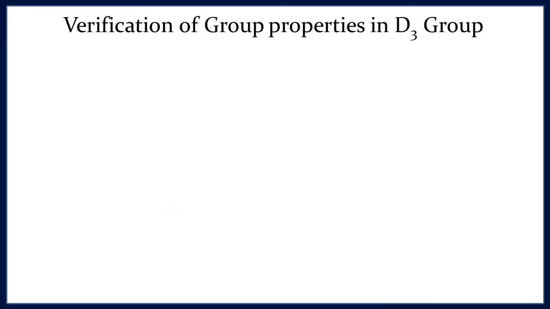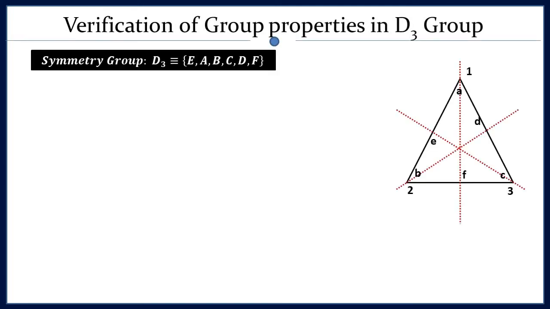Now let's see whether all the properties are satisfied or not. Then only we will call this D3 a group. First property is closure property. We have just seen the example. Product of B and A is equal to E. That is, product of B and A lies in this group D3. Therefore, closure property is satisfied. You can try for any element. You will find out that this property is satisfied.